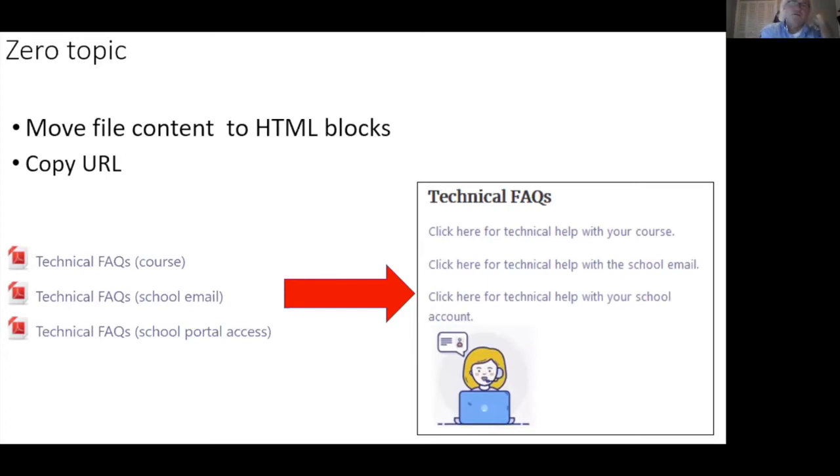The HTML block how-to is in the handout. But essentially what you do is you're not going to drag the actual files in there. You're going to open the files, copy the URL, and then put that URL link in the HTML block. And it clicks right directly too. So now you can take those 3 items that are there and you can put them in your archive below. Okay, the students still have access to the information, but it's not in your zero topic.